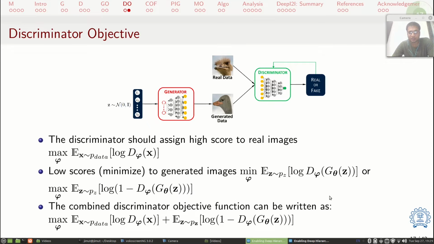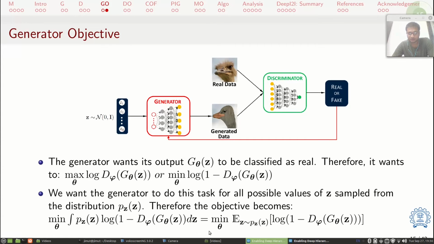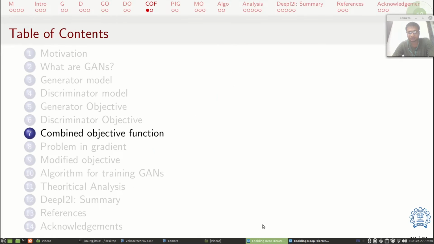Now we will talk about the discriminator objective. The discriminator should assign a high score to real images, which means we can maximize the expectation where x belongs to p data of log of d phi of x. So we need to maximize this, and we should assign a low score to generated images. This is done by minimizing d phi of g theta of z, where z belongs to pz, or maximizing 1 minus this term. So the combined discriminator objective function can be written as this one and this one.